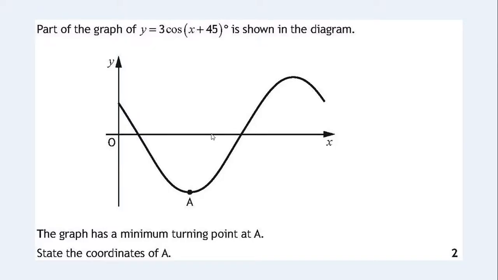Okay, so we're going to look at something slightly more difficult today. Well, we'll start by looking at a harder version of one of the kinds of questions we looked at in the last video. So here we go. We've got part of the graph of y equals 3 cos (x + 45) shown in the diagram. And here's the sketch.